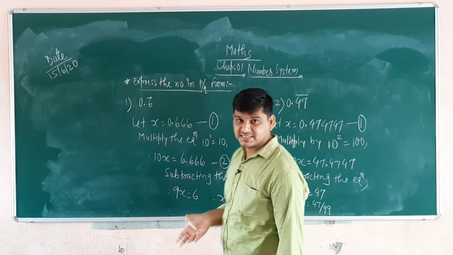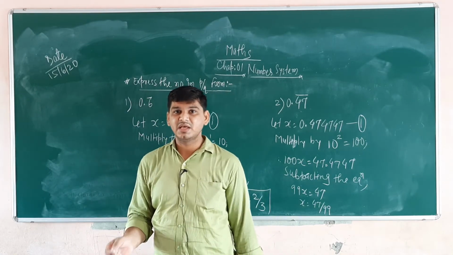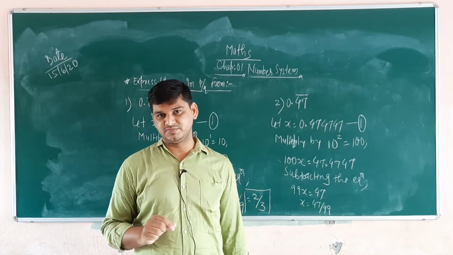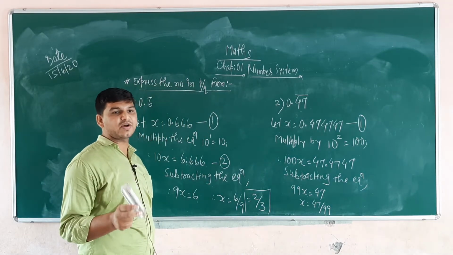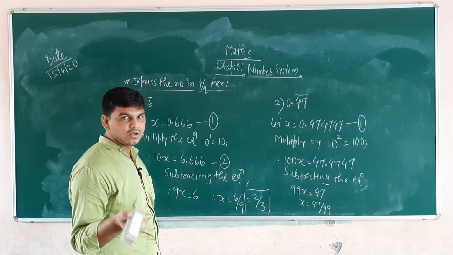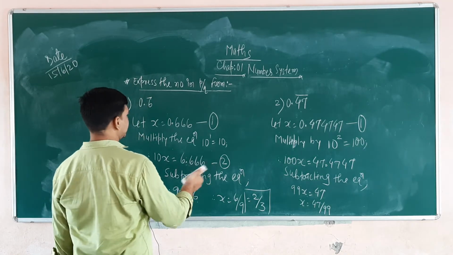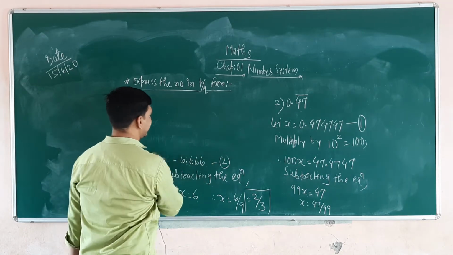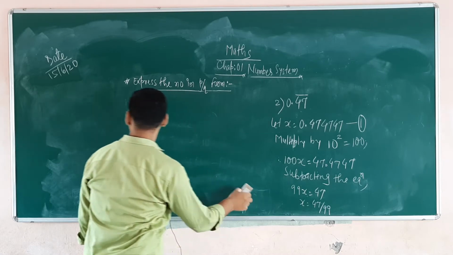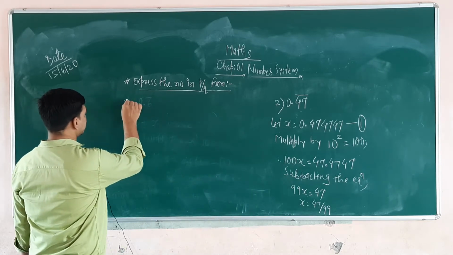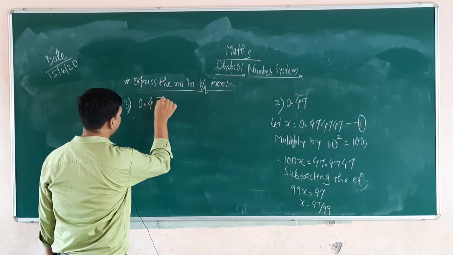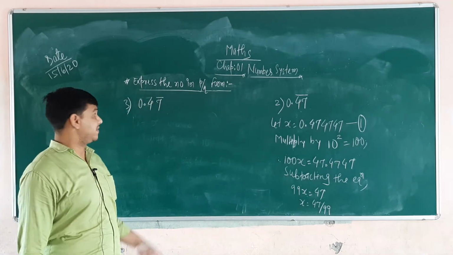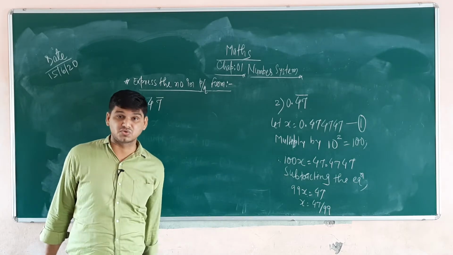But if 2 digits are there after the decimal and the bar is only on 1 digit, then how can we find it? Same question, but I'll change the question. 0.47, instead I'm making only the bar on 7. Okay, same question, how can we find it? Generally, third question, 0.4 and 7 bar. Only one bar is there, but the digits are 2. How can we solve this question?